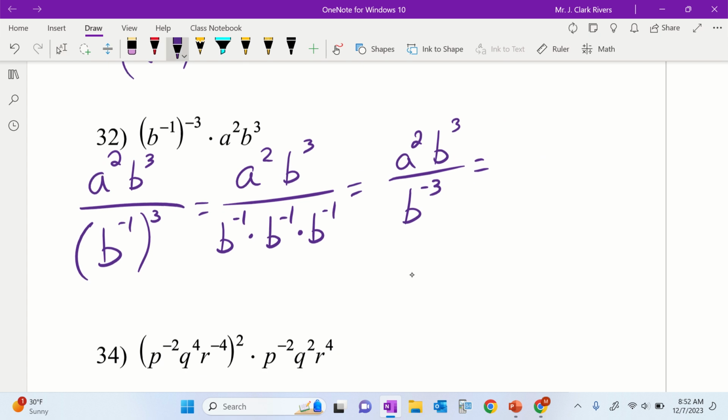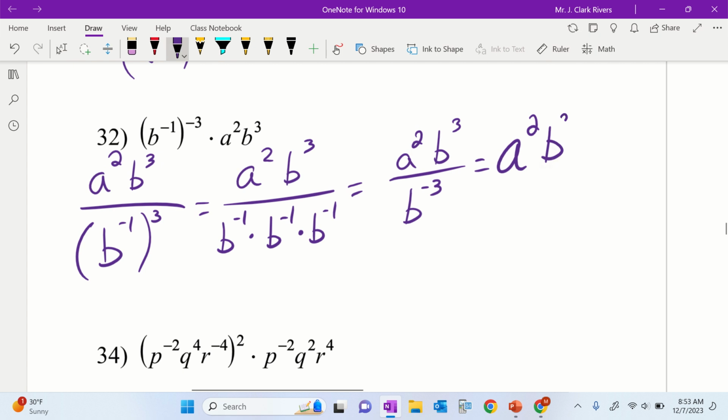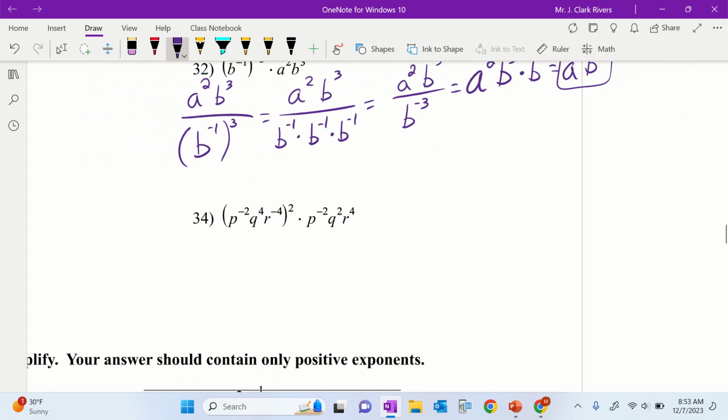I'm going to work it a slightly different way just to expose you to it. Either way would be fine. You could definitely subtract 3 minus negative 3, which would give you b to the power of 6. But I'm going to do it this way. A squared b cubed, we're going to be multiplying, bring this up to the top, b cubed. B to the power of 3 times b to the power of 3, we get a squared b to the power of 6. Okay. 34. I'm going to stop at 34. I'm running out of time here.